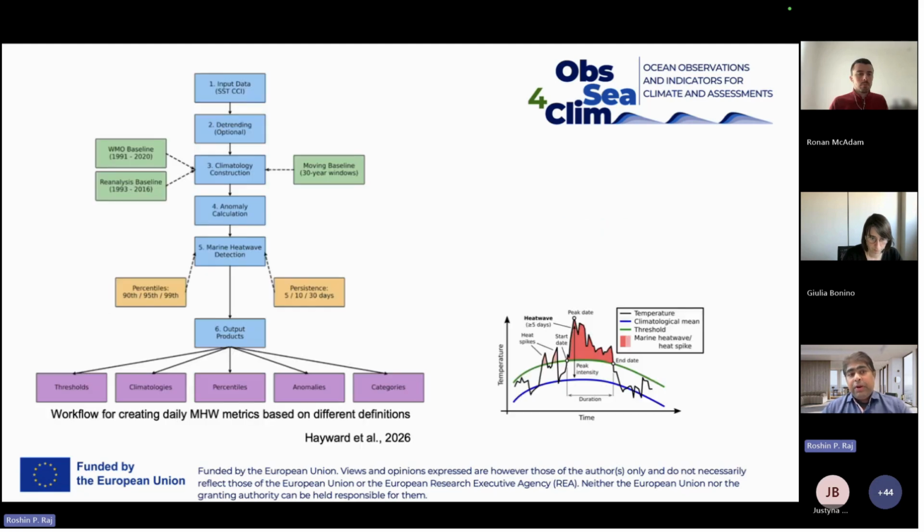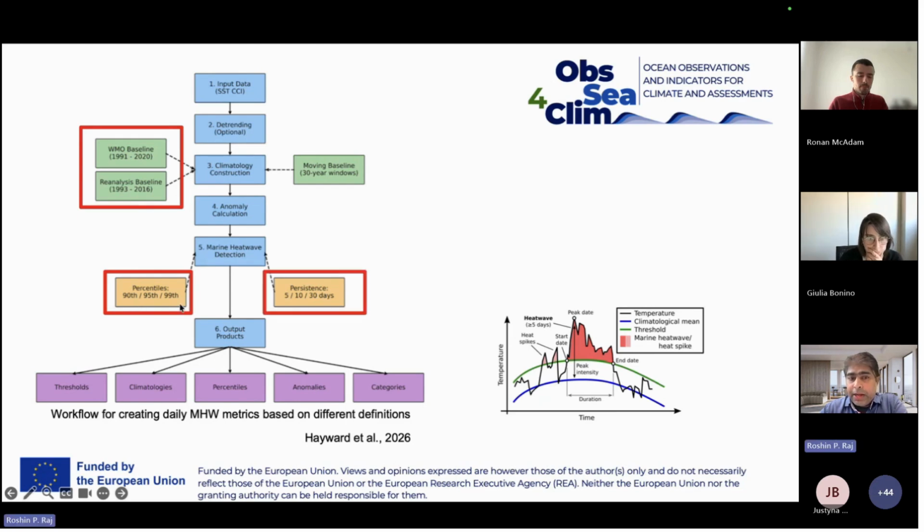So in here, what we do is to provide marine heat wave statistics based on different baseline, 30-year baseline WMO, and a different reanalysis baseline, 1993 to 2016. Also different percentile, 90, 95, 99, and persistence. So usually we consider a minimum of 5-day occurrence to categorize a marine heat wave. So this data set will be freely available for everyone to use.